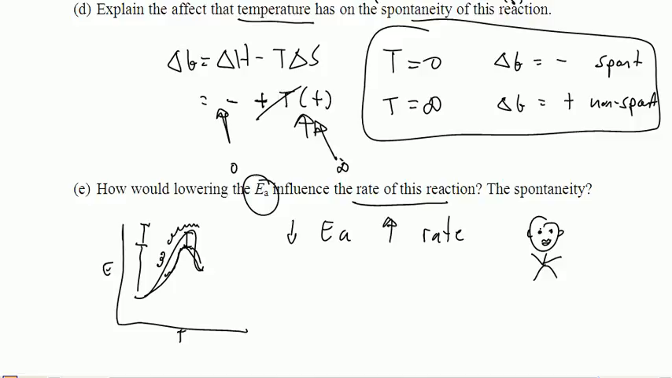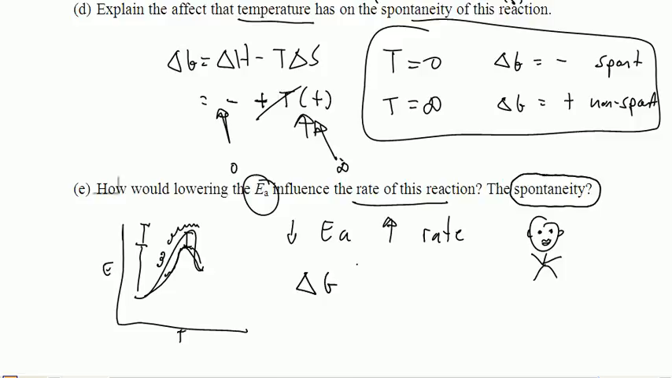All right, class. We're going to ask Mr. Cowen a tricky question now. Mr. Cowen, how would lowering the energy of activation affect delta G? How would it change the spontaneity? I don't know. Do we have any equations I can refer to?